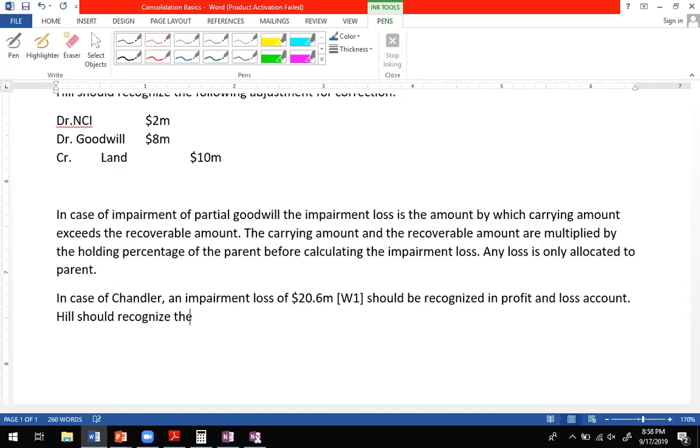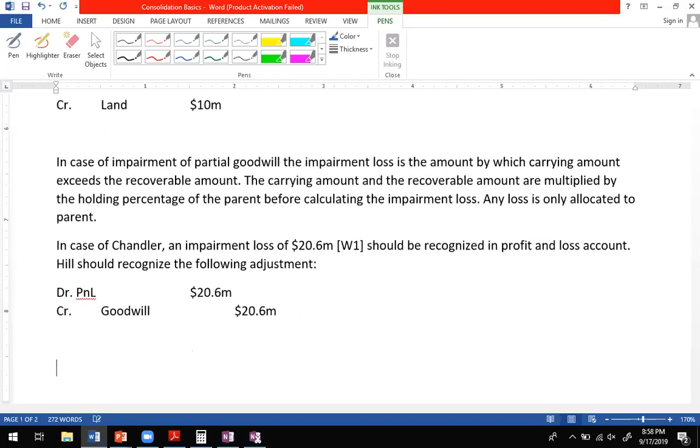Hill should recognize the following adjustment, and the entry for that is going to be P&L or the retained earnings debit, and the goodwill credit by $20.6 million, and $20.6 million. And the rest of the working should be shown underneath this. So this is how this question was supposed to be solved.